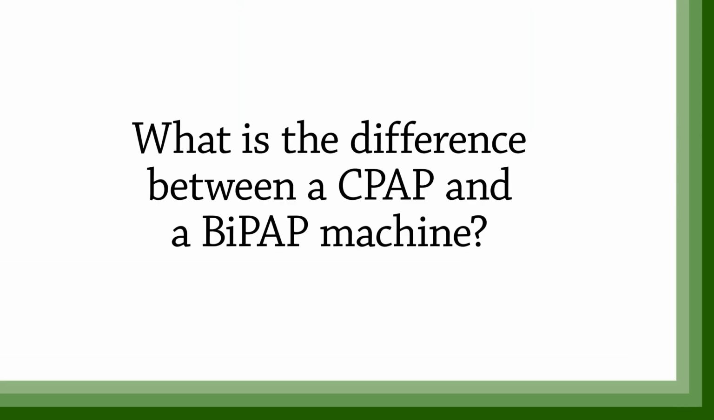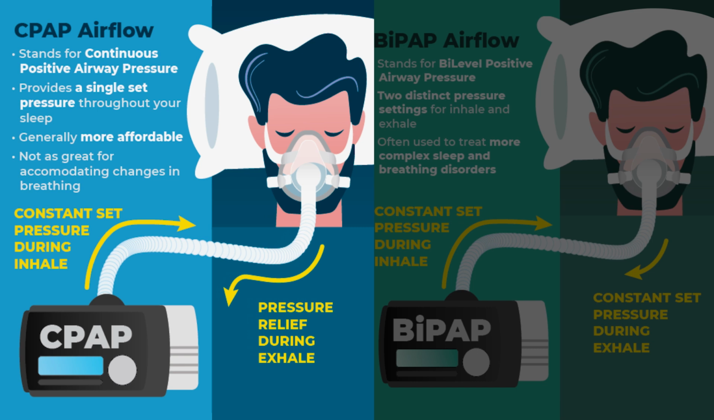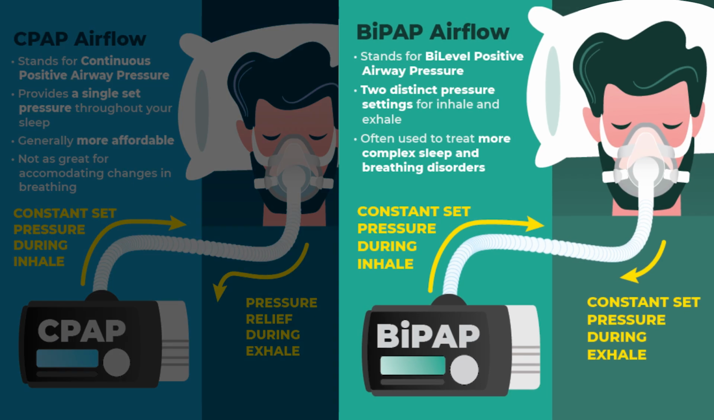What is the difference between a CPAP and a BiPAP machine? They are similar. They are both used to treat sleep disordered breathing. However, a CPAP is a single set pressure. A BiPAP is a double pressure, which utilizes an inspiratory pressure, and then upon exhalation, an expiratory pressure. Inspiratory pressure is known as IPAP. Expiratory pressure is known as EPAP. Together, they're both known as BiPAP.